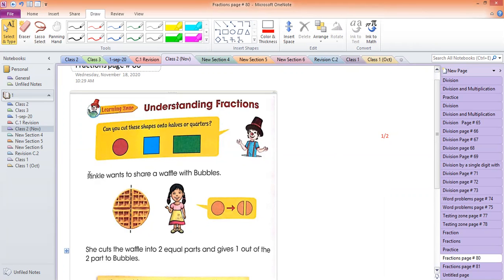If both parts are eaten by Wrinkles, that means she is going to eat the whole waffle. She is going to eat one waffle. She is not going to eat half now. Half she is going to eat from here and half she is going to eat from here. That means she is going to eat one. So half and half will make one. Okay, coming to page number 81 now.